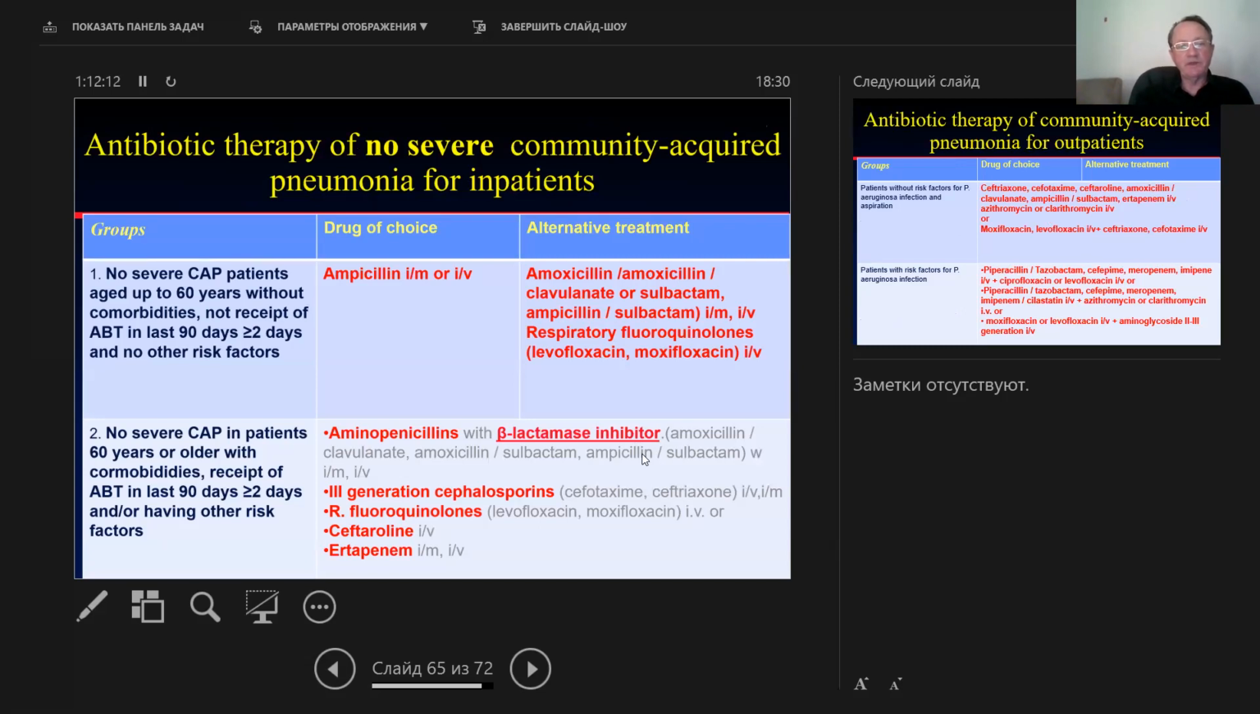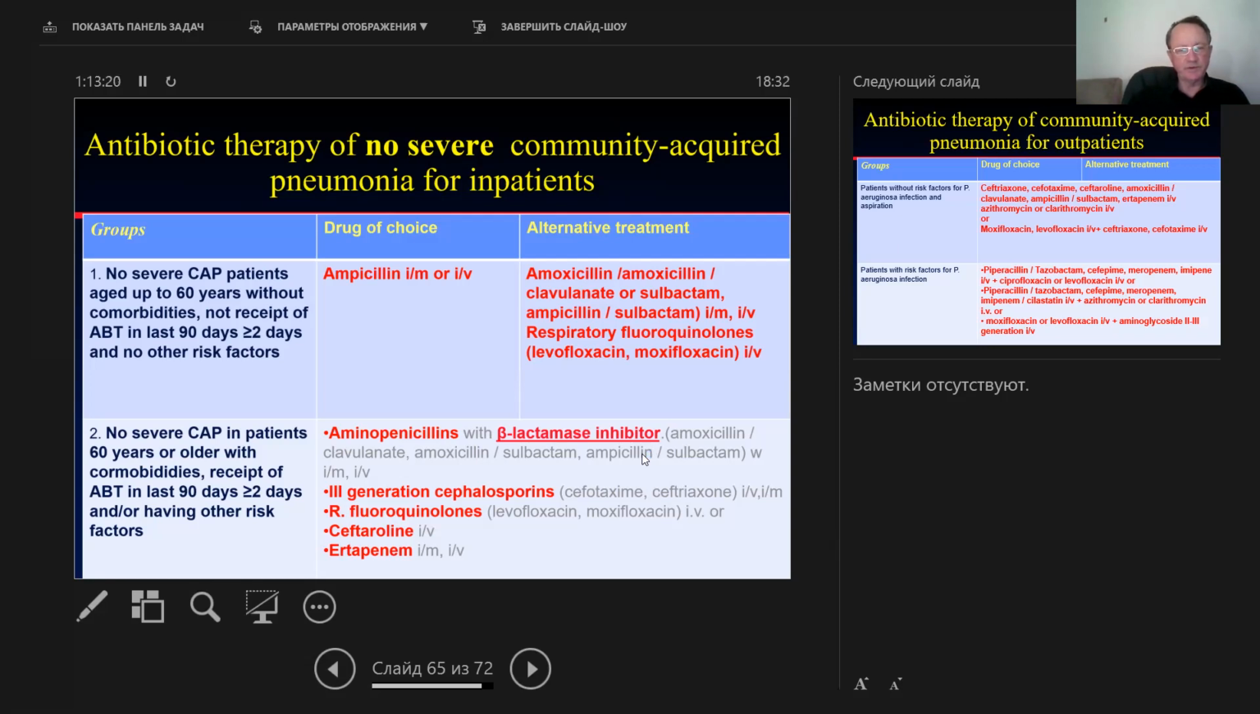Also, for inpatient, not severe community-acquired pneumonia, there are also 2 groups. For example, not severe, up to 60 years old, without comorbidities, no history of antibiotic therapy during the last 3 months for more than 2 days, no risk factors: ampicillin or amoxicillin clavulanate or sulbactam. In this case the alternative is enzyme-protected, and you should know that clavulanate, sulbactam or tazobactam prevent beta-lactams from being destroyed by broad spectrum beta-lactamase. Or respiratory fluoroquinolones, for example intramuscular, intravenous. Then we can switch to oral.